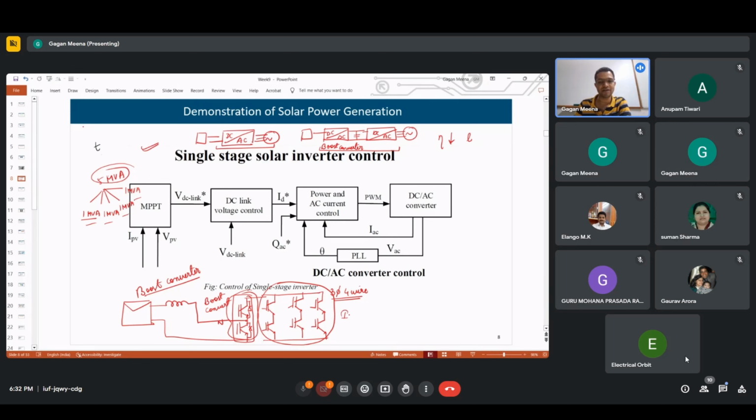So here also the control is in the DQ frame of reference. Whatever control we are doing, it will always be in the DQ frame. That is why you can see here ID star, IQ star. If you want to inject reactive power, then we have to provide the reference for IQ star.